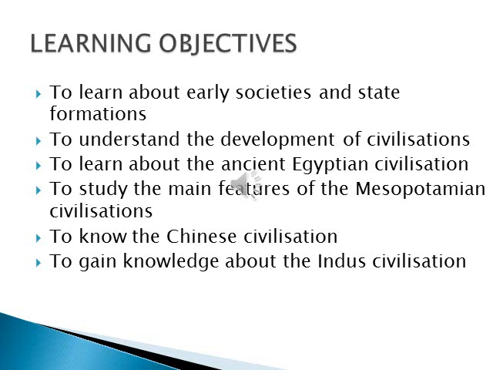And state formation. State means the countries. Initially there were no countries like now India, China, Bangladesh, America. There are a lot of countries now, but initially there were no such countries. When humans began to settle in a particular place, they began to form their own states. So you will learn about early societies and state formation.